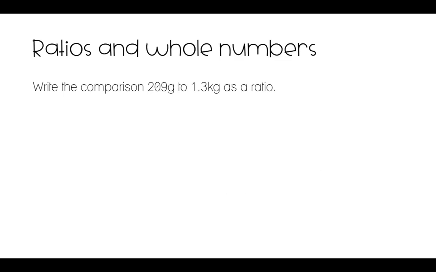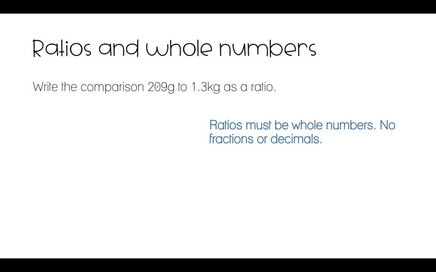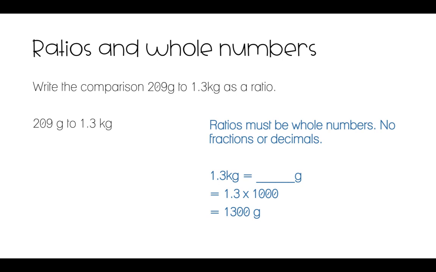The next rule when it comes to ratios is that ratios must be whole numbers, with no decimals and no fractions. In this case, we're going to compare 209 grams to 1.3 kilograms. We convert 1.3 kilograms to grams by multiplying by 1,000, which gives us 1,300 grams. So 209 grams compared to 1,300 grams gives us a ratio of 209 to 1,300. Now, if this was just 209 compared to 1.3, we would multiply both of them by 10 to make them 2,090 and 13, so that we move that decimal point to the end. But we can do some more examples on that later.